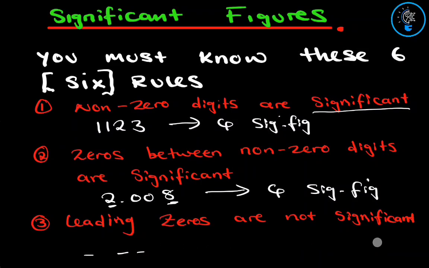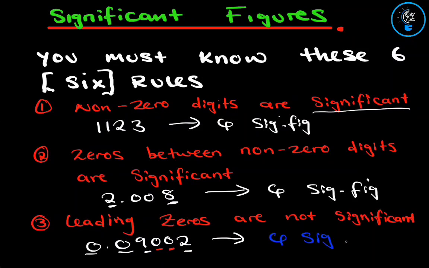Okay, let's do another example. Let's say this time we have this number, 0.09002. How many significant figures are present in this number? Remember, leading zeros are not significant. And don't forget from our rule number 2, zeros in between non-zero numbers, these ones, they are what? They are significant. So in this one, we have 4 significant figures.